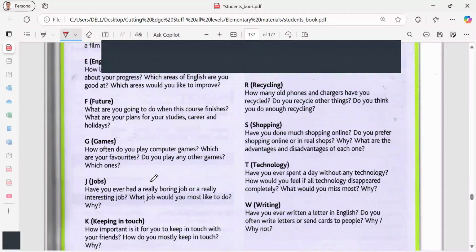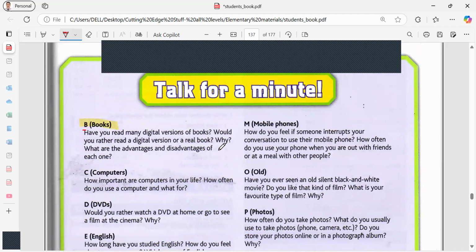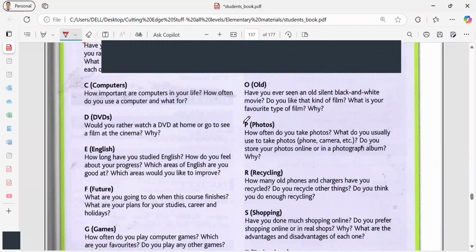I think I like biology and. Yes. Thank you very much. Time is up. Well done. Well done. You answered the questions. So choose another letter, please. P. Photos. P, photos. Okay.